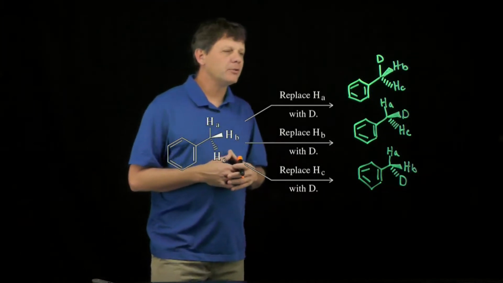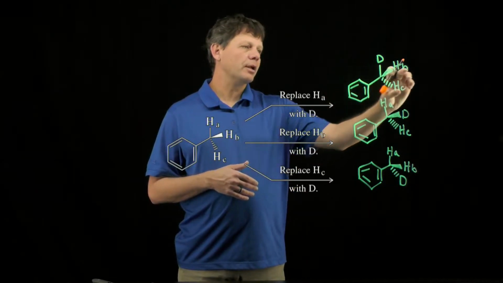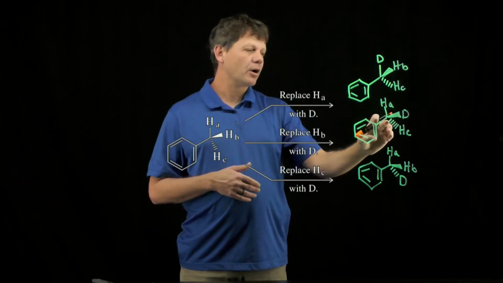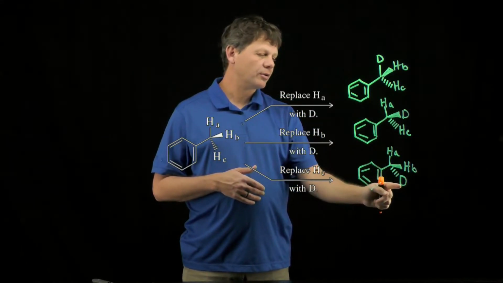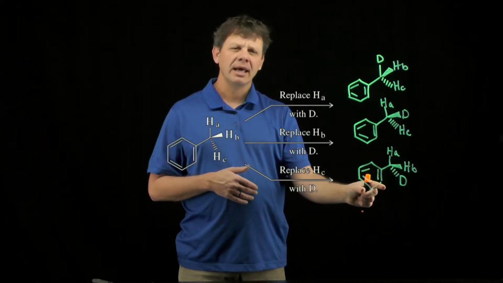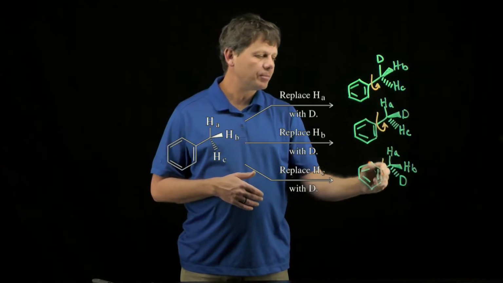Well, what we notice by doing this replacement is this carbon has a deuterium, a benzene ring, and two hydrogens. This carbon has a deuterium, a benzene ring, and two hydrogens. This one has a deuterium, two hydrogens, and a benzene ring. And there's free rotation around each of these bonds.